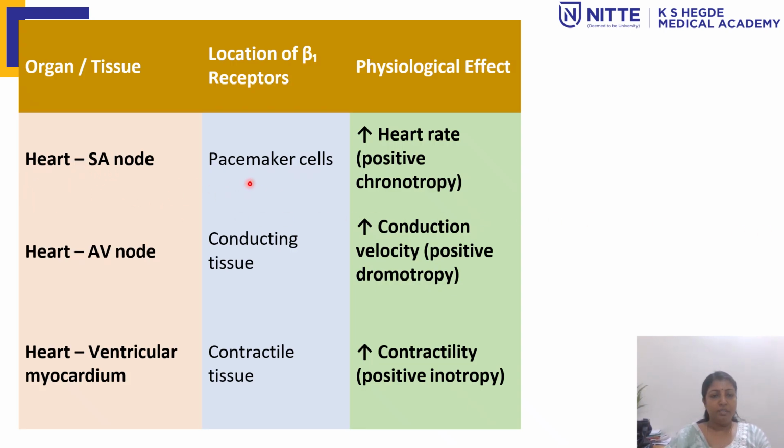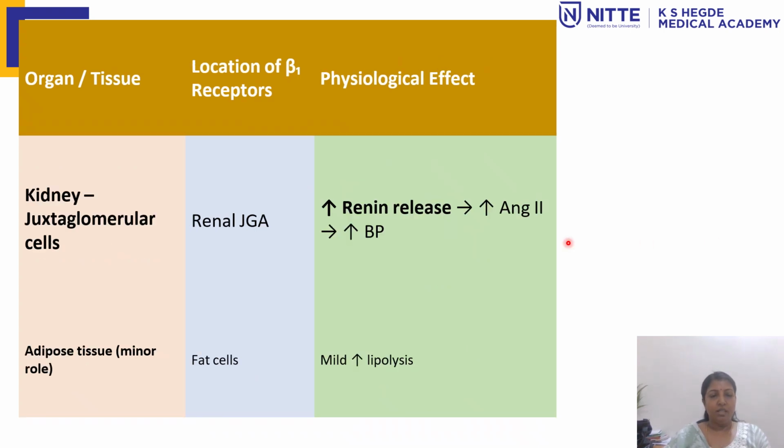The specific location of beta 1 receptor is mainly the pacemaker cells, which can increase the heart rate, and it is present in the AV node in the conducting tissue and the ventricular myocardium in the contractile tissue. That is how they can increase the heart rate, conduction velocity and contractility. It is also present on the juxtaglomerular cells of the kidney, which can increase the renin release, leading to angiotensin II formation, and an increase in BP is also seen. There is a minor role in adipose tissue on the fat cells, where there is a mild increase in lipolysis.